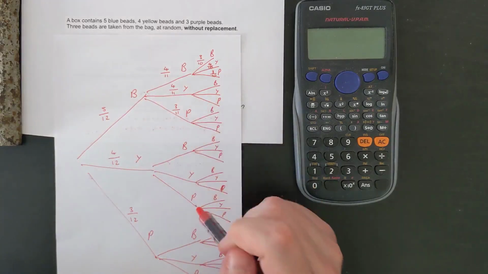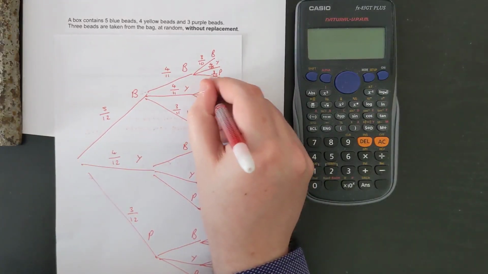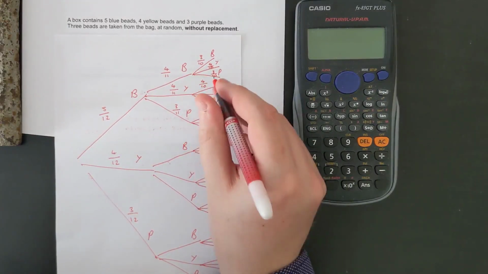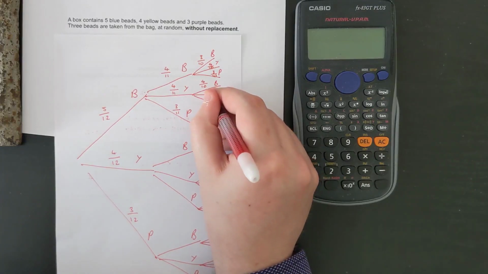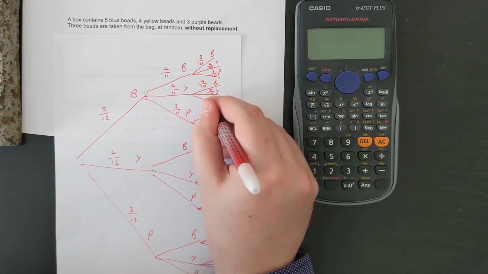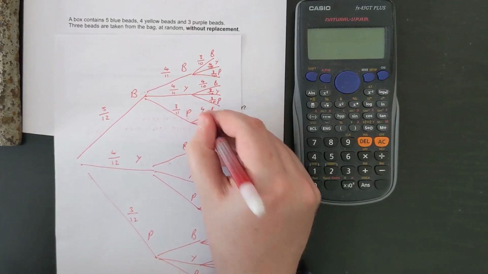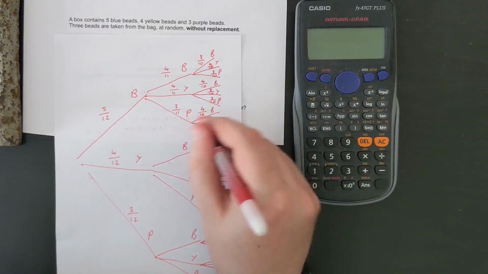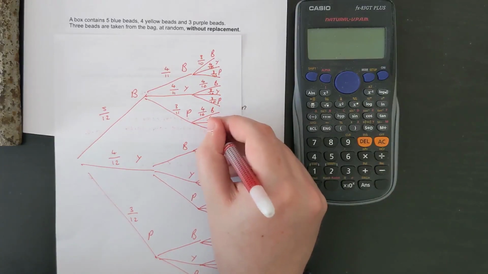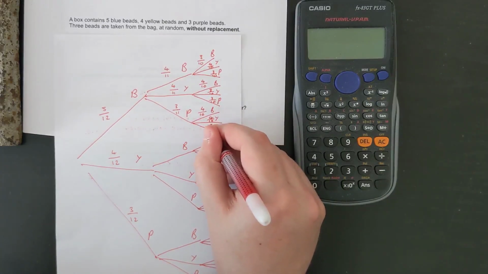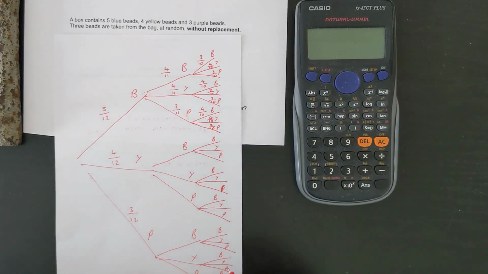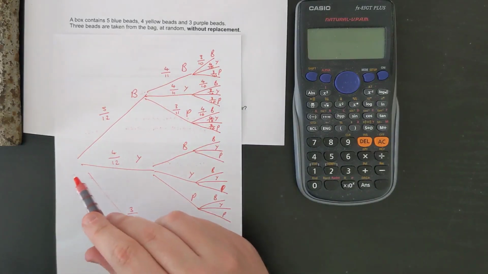If I've taken a blue and then a yellow, then I have 4 blues out of 10 total, I have 3 yellows out of 10 total, and I have 3 purples out of 10 total. If I've taken a blue and a purple, I have 4 blues out of 10 total, I have 4 yellows out of 10 total, and 2 purples out of 10 total. I'm going to do the same thing again.